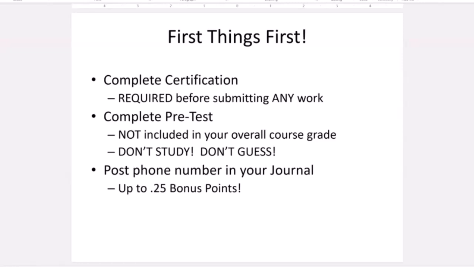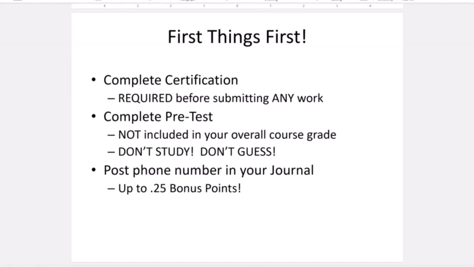If you haven't completed the pretest by the time this chat happens, all that means is it's closed. Don't worry about it. It does not count towards your grade, and continue on as if it wasn't there. Nothing to be concerned about.